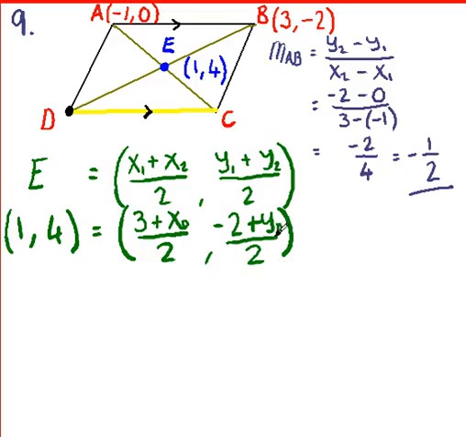If we divide that by 2, we already know that the answer is going to be 4. So what we could do now is write down working for that. We could set out two equations: (3 + xd)/2 = 1, and (-2 + yd)/2 = 4. We could then solve for xd in our first equation and solve for yd in our second equation.